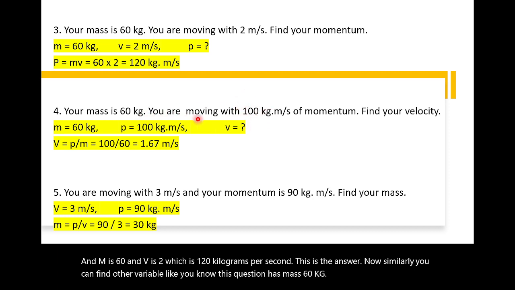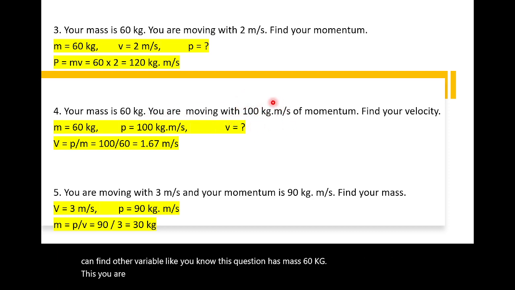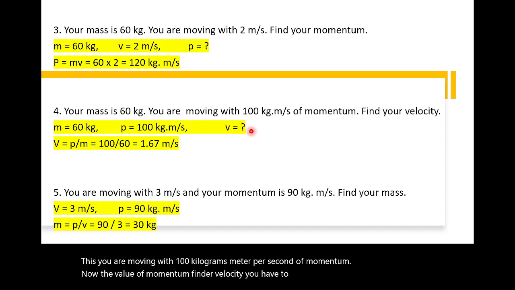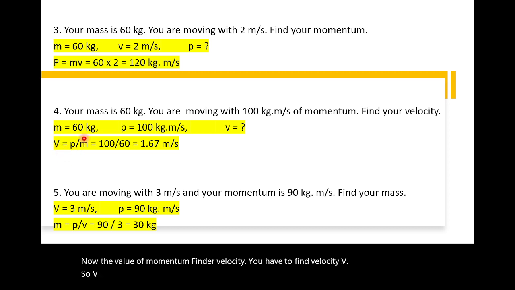You are moving with 100 kg meter per second of momentum. Now you know the value of momentum and you have to find the velocity. V equals question mark. So v will be p divided by m. Now here we will divide. So p divided by m, which is 100 divided by 60, gives you 1.6 meter per second.